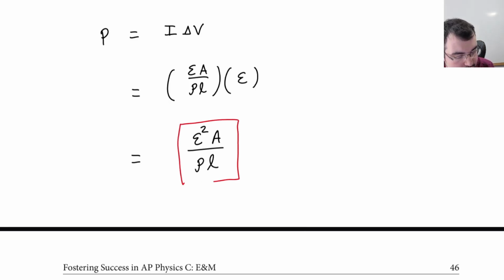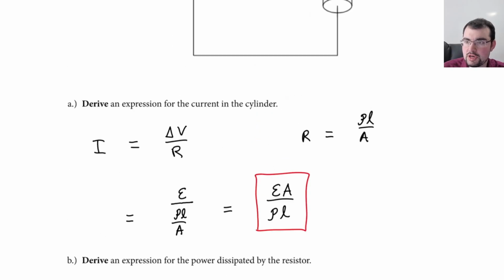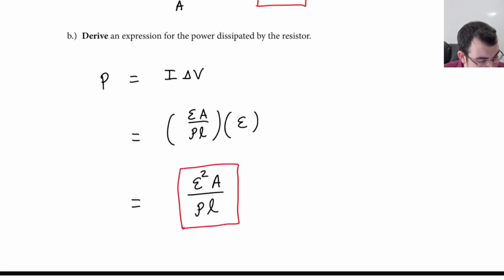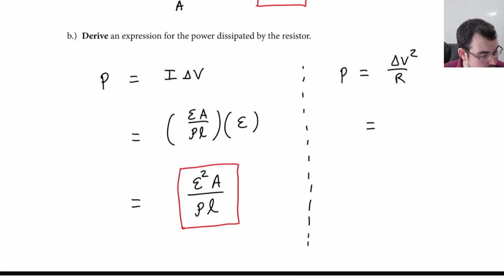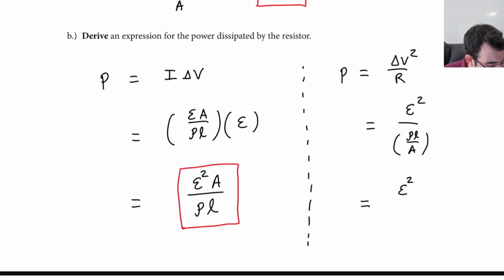And notice you could see this however you wanted. If you didn't actually have to calculate the current first, to do it without finding current, you would say power is equal to delta V squared over R. Delta V is our battery voltage of epsilon, and R is rho L over A. So once again, we get the double denominator, so that A swings up to the numerator, and we get epsilon squared times A over rho times L. And we get our expected result. So you could actually do this without finding current if you use the third power formula.